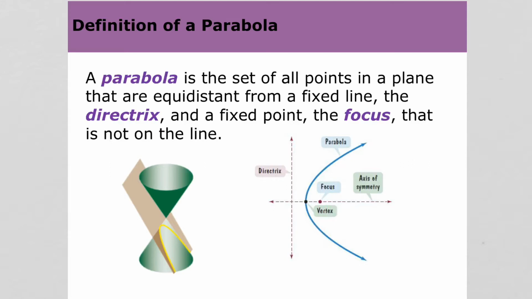So the parabola has a vertex. It has a focus. It has a directrix, which lies on the other side of the center from the focus. And notice our parabola curves around the focus away from the directrix. And then it has the axis of symmetry that goes through the center or through the vertex and the focus.